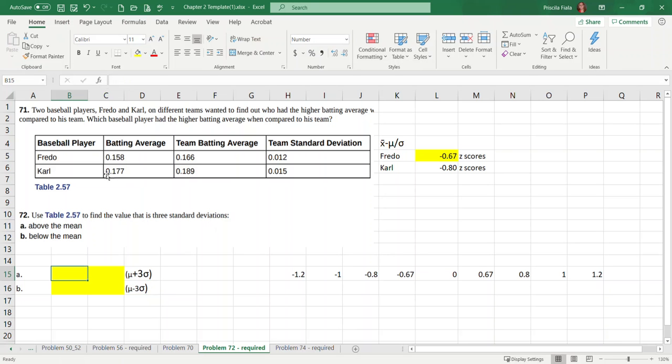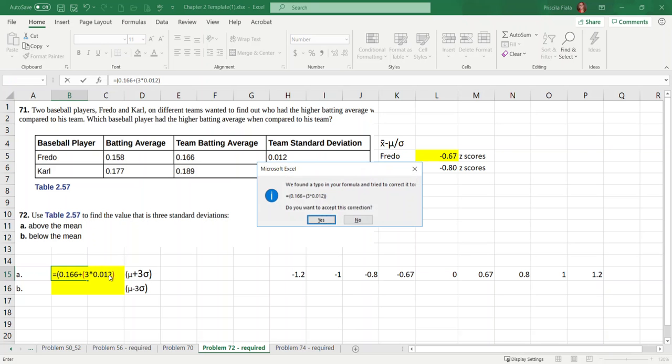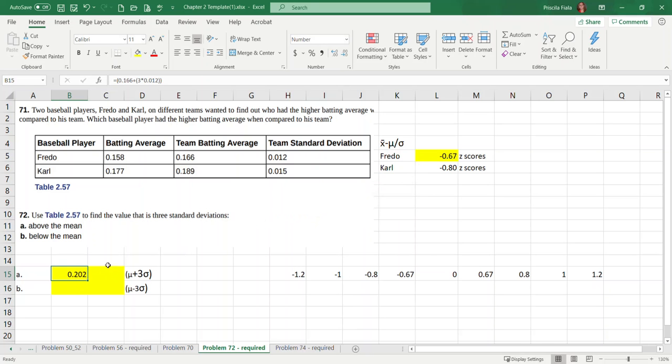So let's go ahead and start with Fredo. I just need the mean of my population and the standard deviation of my team. So we're going to have 0.166 plus, following this formula, 3 times my standard deviation, 0.012. I'm doing above the mean, above 3 standard deviations. Okay, here you go. That's for Fredo.